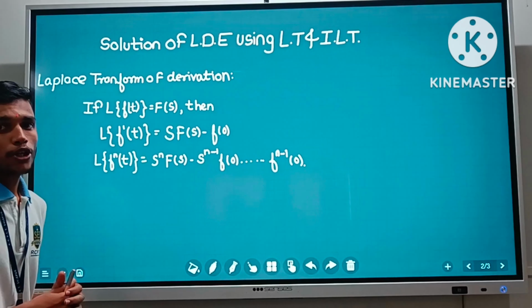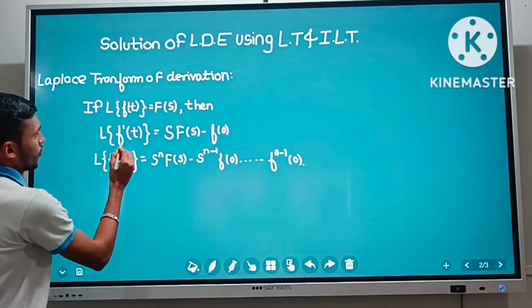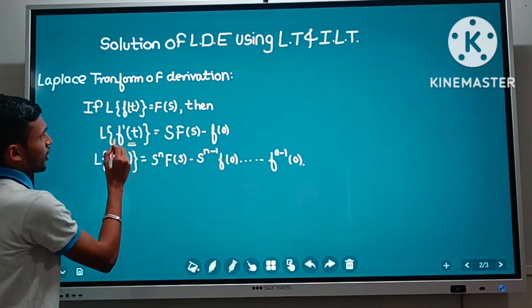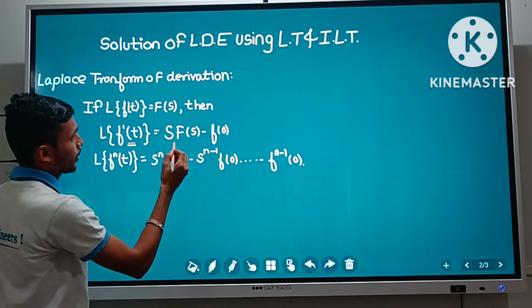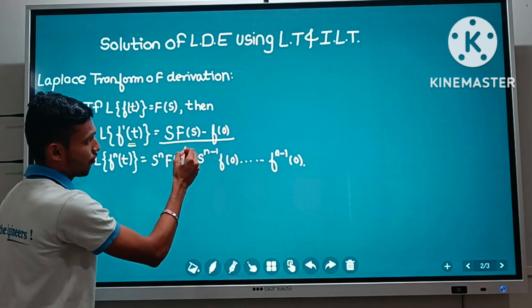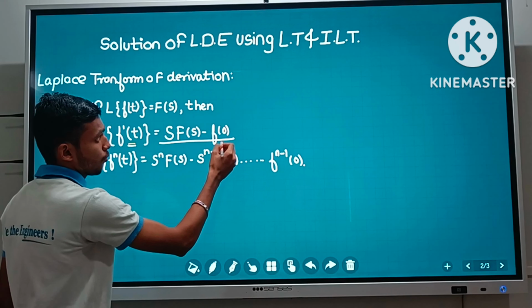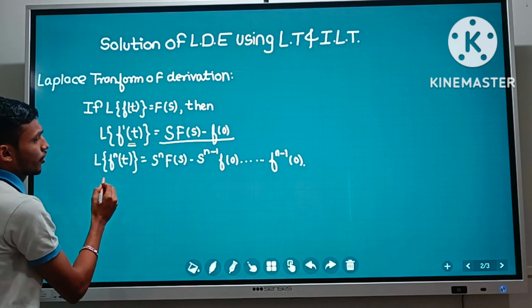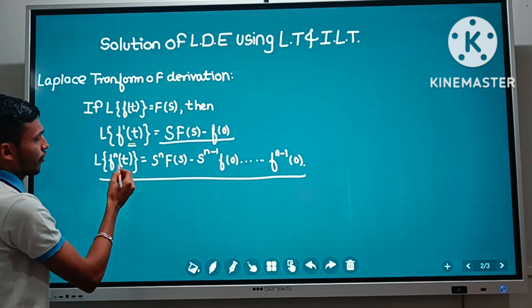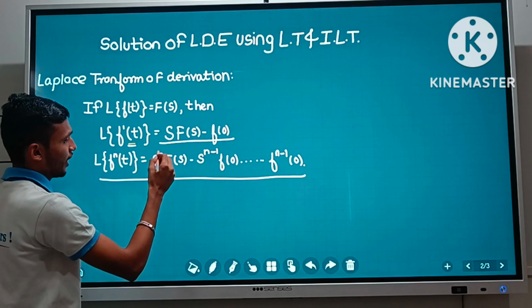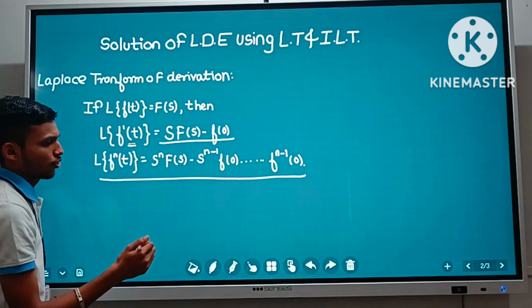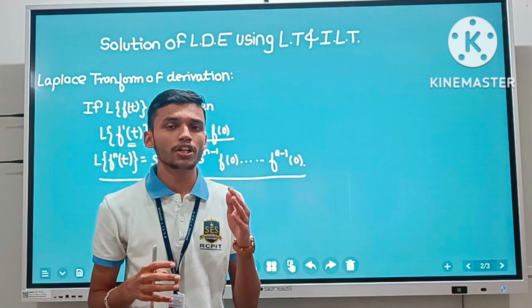What the derivative property of Laplace says is that if any function is given, y dash, f of t is given, then we have to find the transform after applying the property on the function. We get s into capital F of s minus small f of 0. For the nth derivative, we apply this property like s power n F of s up to the (n minus 1) derivative, f of 0. We will understand this using the question.